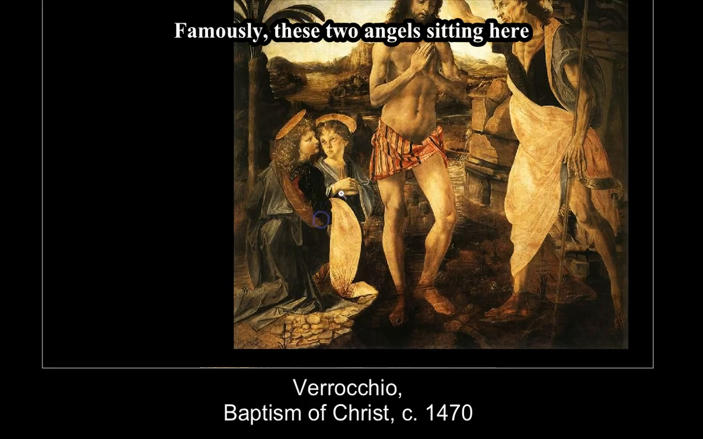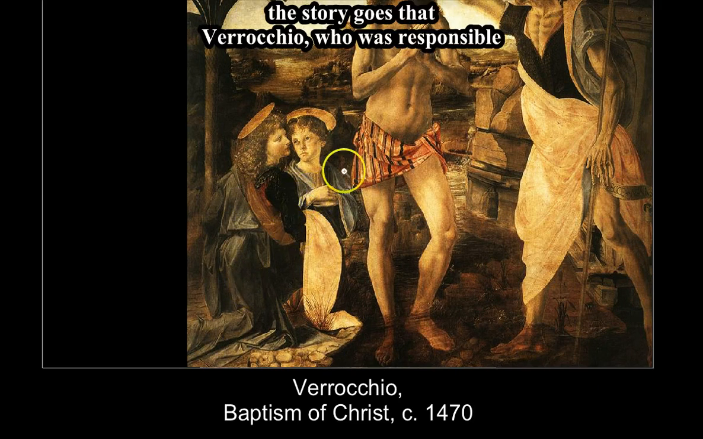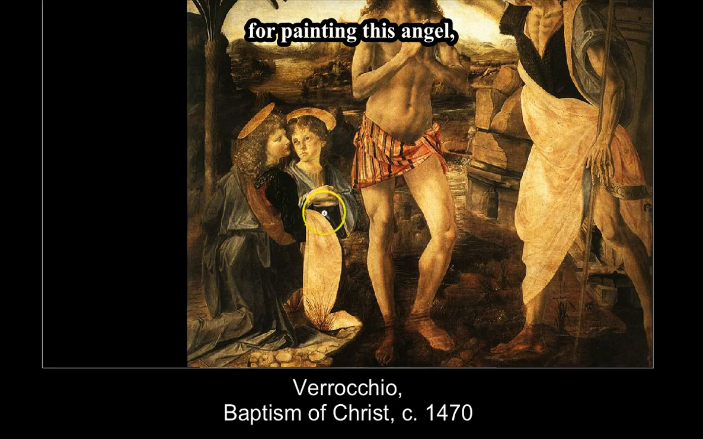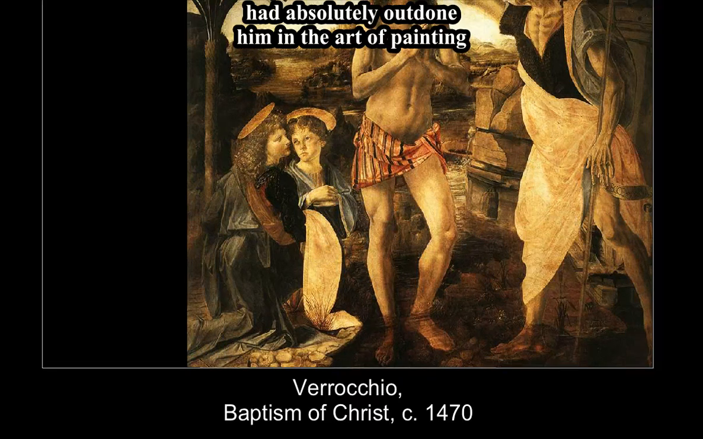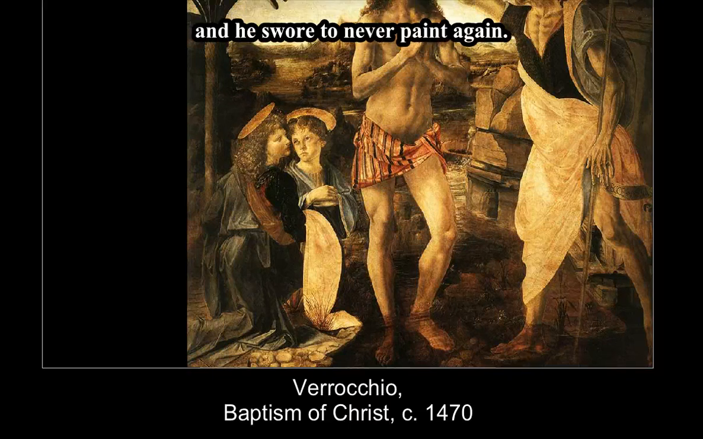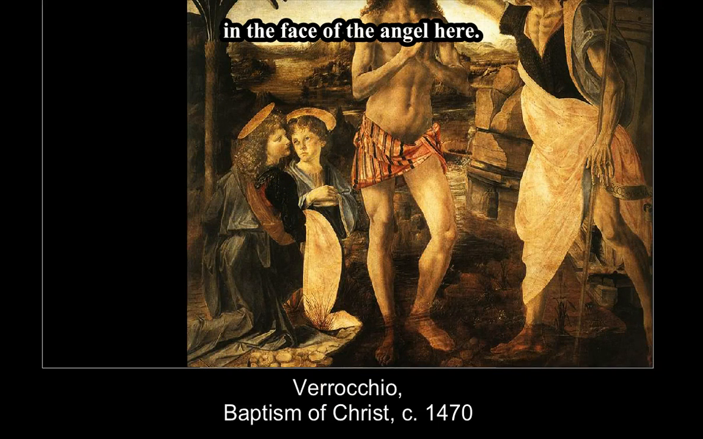Famously, there are these two angels sitting here, as this angel looks a little bit forlornly at this angel. The story goes that Verrocchio, who was responsible for painting this angel, recognized that his student Leonardo had absolutely outdone him in the art of painting, and he swore to never paint again. And you get a sense of that kind of melancholy in the face of the angel here.